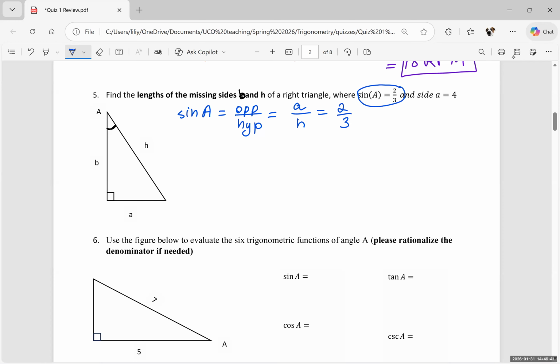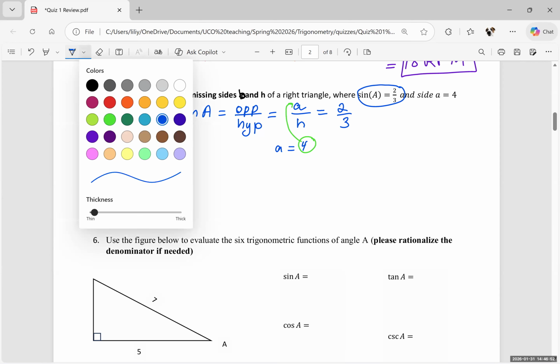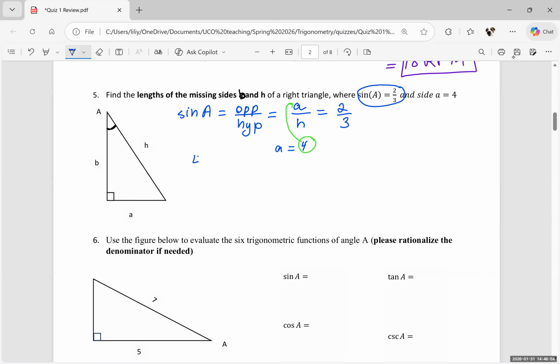Sine A is 2 over 3. We're also given that A is 4. So you're going to plug in that 4 for A, make another proportion. That would be 4 over H equals 2 over 3. So that's 4 times 3, that's 12, equals 2 times H, which means that H is 6. 12 divided by 2. We don't have units here, so just 6.